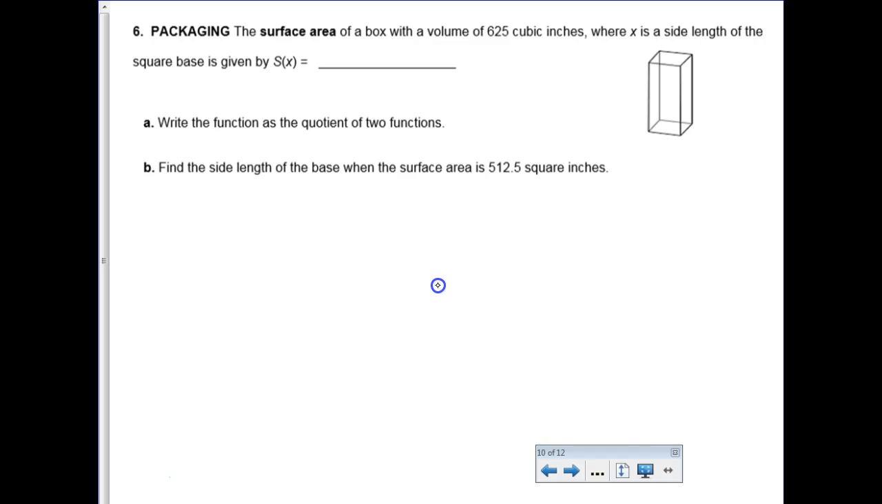So we have the surface area of the box is what we're trying to find. And we have a certain amount of surface area that we want. We're going to get to that at the end of the problem. But the first clue is the volume of this box is 625 cubic inches. And the base is a square. And it says use x for the side length of the square. So I'm going to need some labels on my picture here, guys. These are all x's, right, down here?